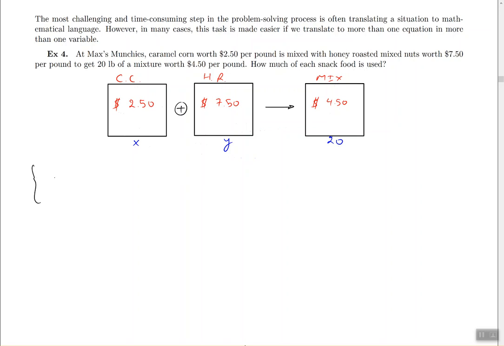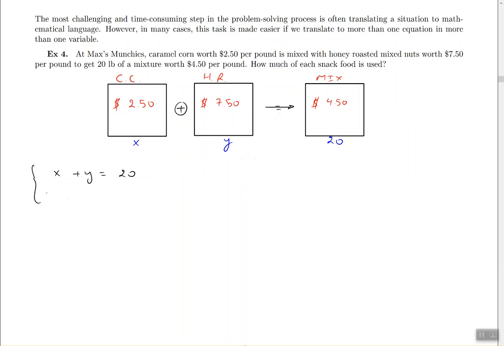Now, to get the setup going in these problems, we're going to build two equations. One equation is going to represent how many pounds I'm using on the left and on the right. I'm mixing x pounds with y pounds to produce 20 pounds. So the x and y could be 1 and 19, it could be 10 and 10, it could be 0 and 20, I don't know. But I know that the two poundages have to add up to 20.